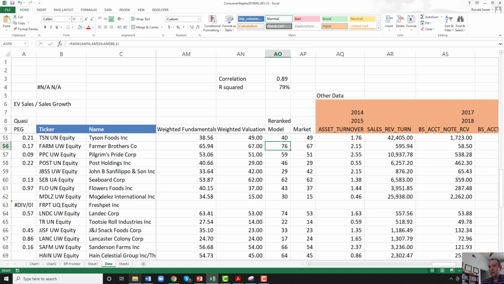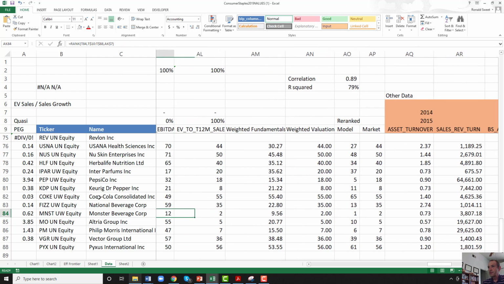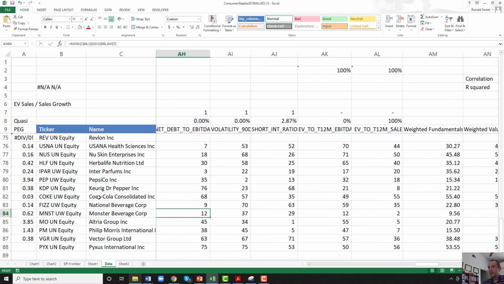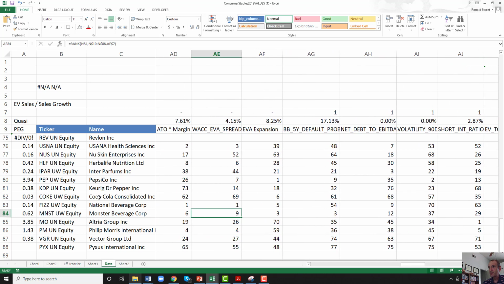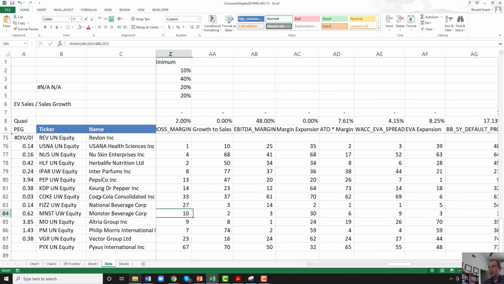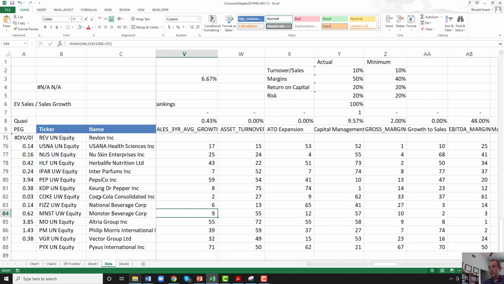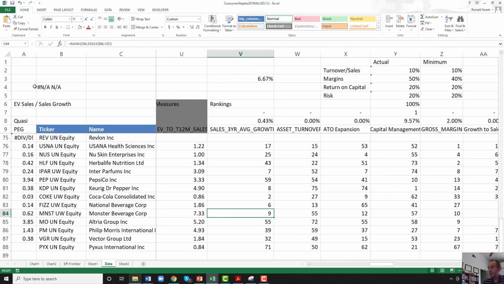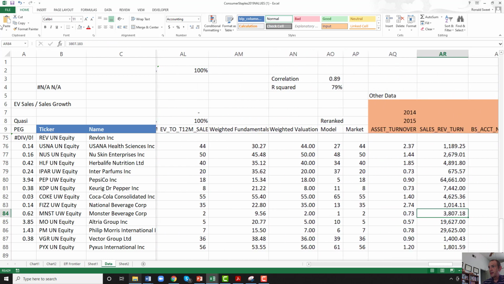So I bet Monster is number one. Let's see if I can find it. Yeah, so our model ranks Monster as the best company. They're strong on everything. So if we go back and look, they're really strong on risk, they're very low risk, they're very good on EVA expansion. They're really good on margins, extremely good on growth in sales, growth in earnings. Obviously, they're very strong on growth in sales because everybody's buying these energy drinks now, at least at the time this model was run. So they're number one.